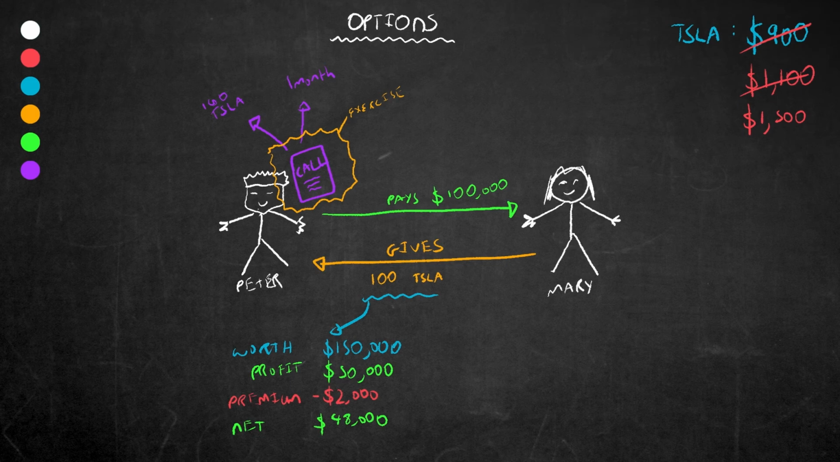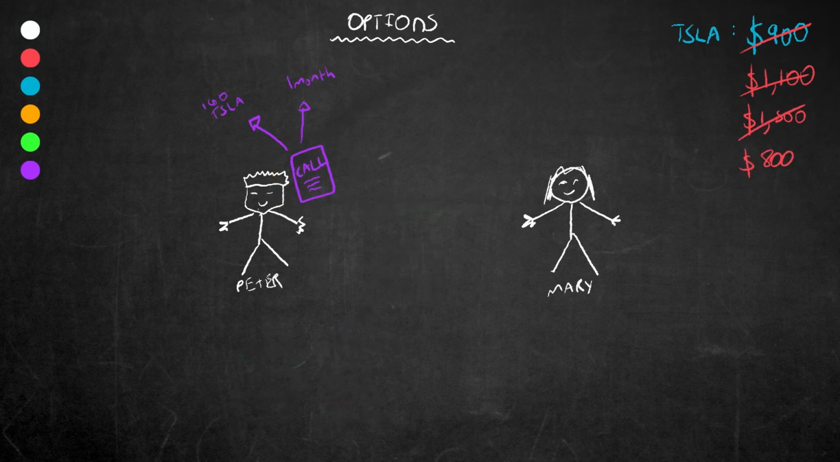Now, it's important to note you can't just keep using these options, okay, unless you buy them again. As soon as you use it, that's it. It can't be used again. So what benefit does doing it this way have to Peter? Well, Peter didn't have to fork out $90,000 to start with. All he had to pay was $2,000 to Mary in order to get this option. And now for one more scenario.